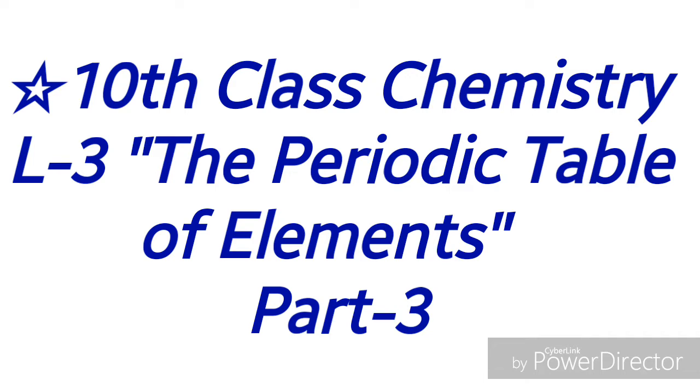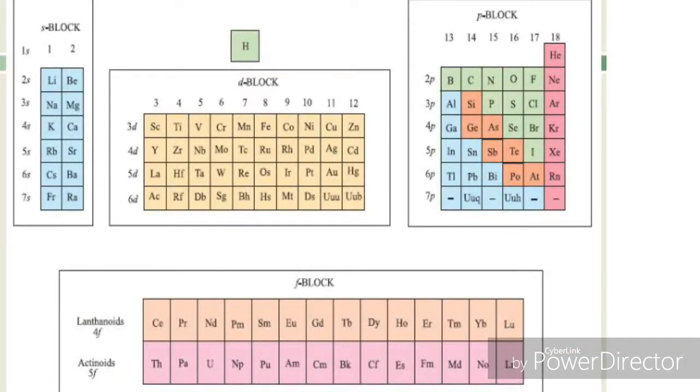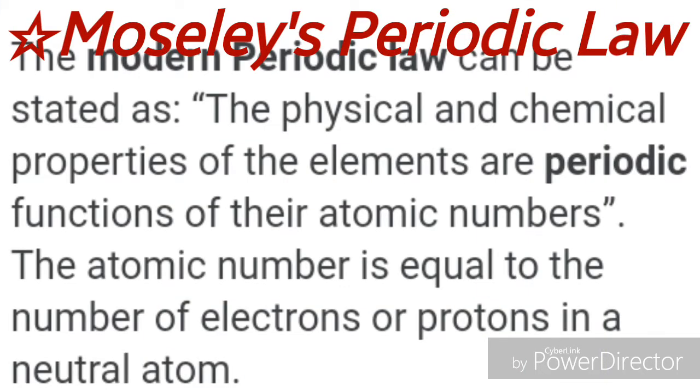In the last class, we discussed the properties of chemical elements and their trends in groups and periods. Today, we will study the construction of the periodic table in detail. First, we will see the difference between Moseley's periodic law and modern periodic law.